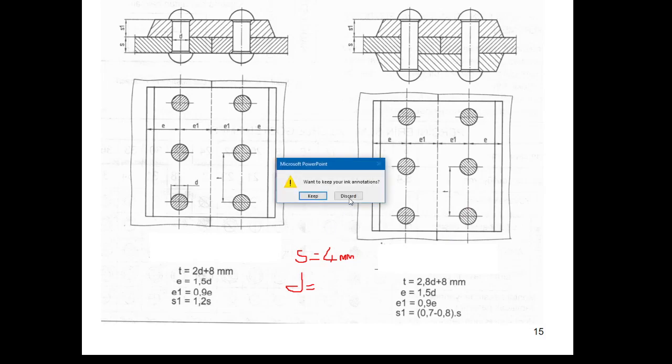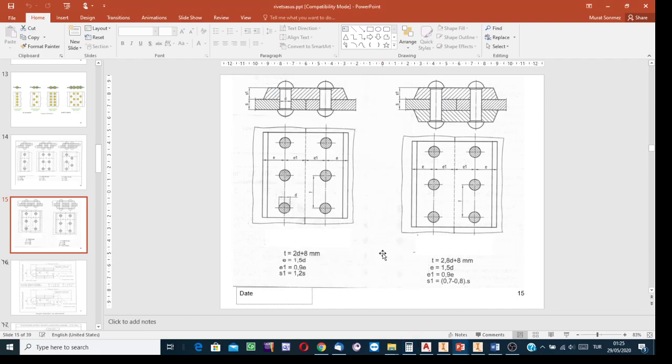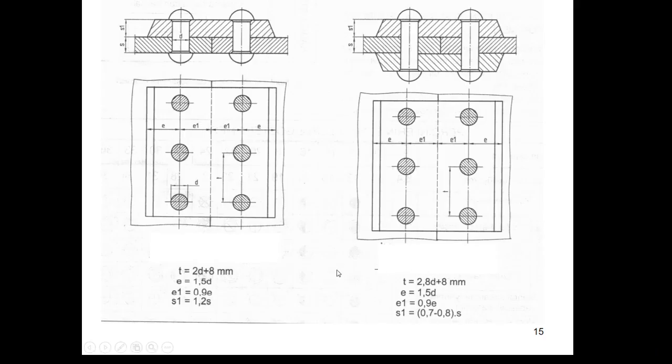Find a calculator. Say 1.8 times 4. Yes, 7.2 millimeters. For being on the safe side, round it to 7, or in the upward direction, 7.5. But as I remember, in the market the standard diameter for this type of rivet is not 7.5 but 8. So I'm going to take the size of the rivet as 8 millimeters.